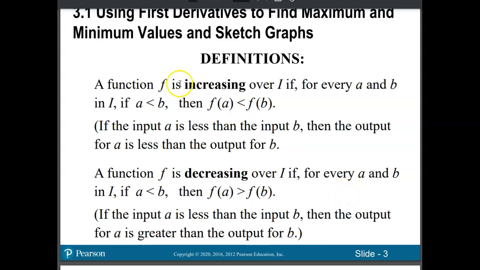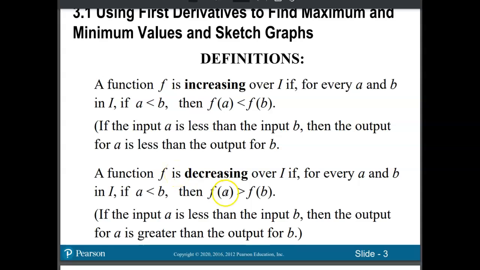All right, this says a function f is increasing over an interval I if for every a and b, just numbers in that interval, where a is smaller than b, the y value at a is less than the y value at b. So if the y value at this first number is smaller than the y value at the second number, that means that the value got bigger, right? So it's increasing.